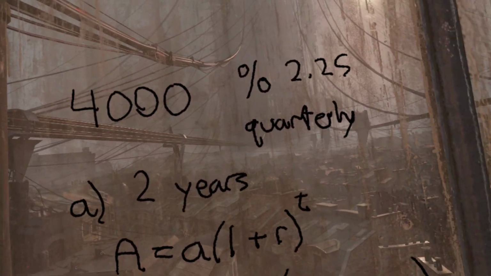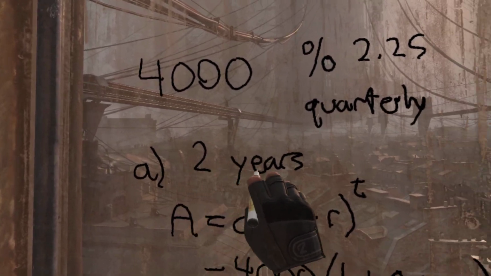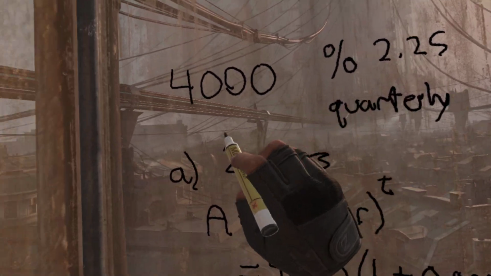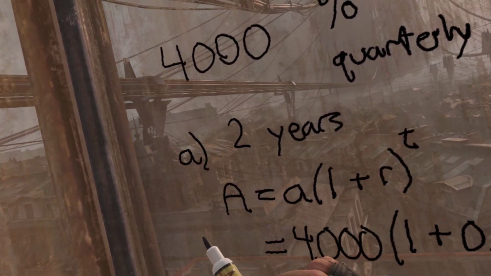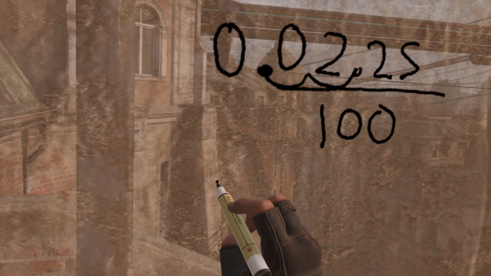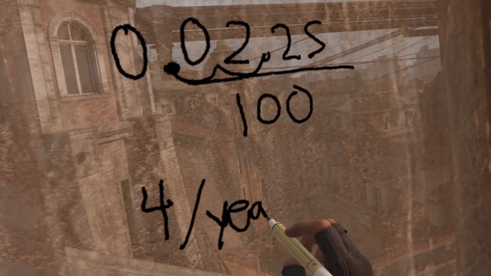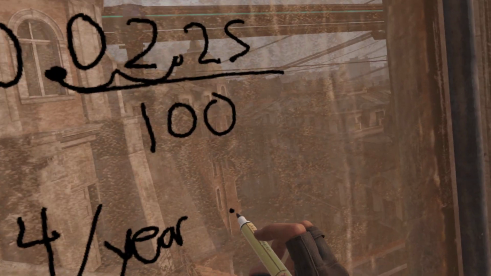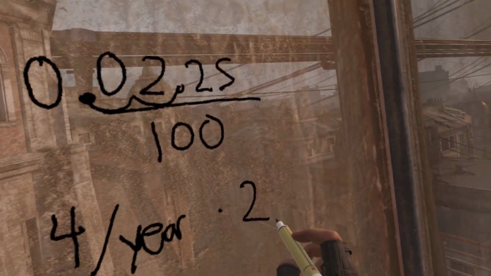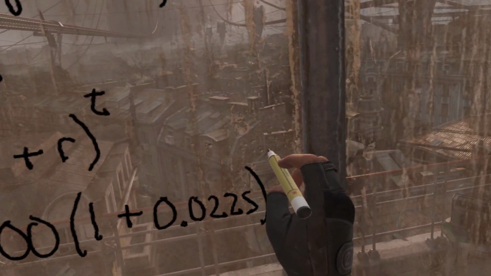Now t, what is my t? Gotta be careful here. We've got 2 years. Remember, the bank has given me quarterly interest. How many times a year is quarterly? How many quarters are in a year? That's 4. That's 4 quarters in a year. I'm leaving it for 2 years. So I'm not just doing 1 year, I'm doing 2 years. 4 times 2, that's 8 quarters. So I need to raise this to the 8th degree.